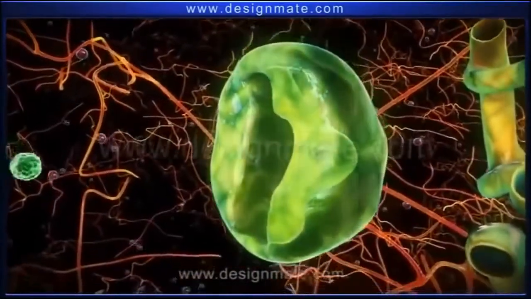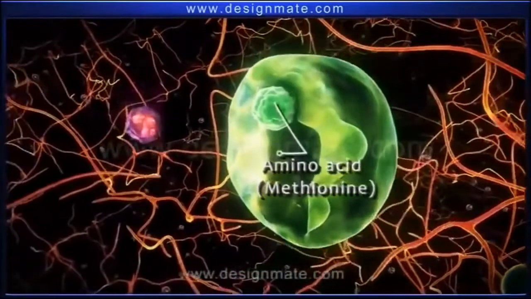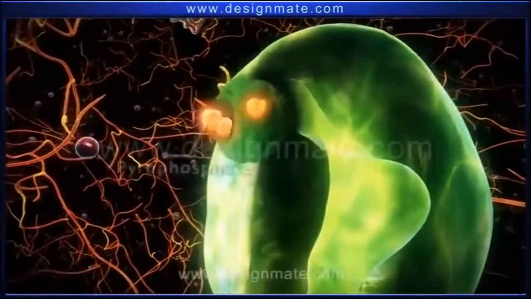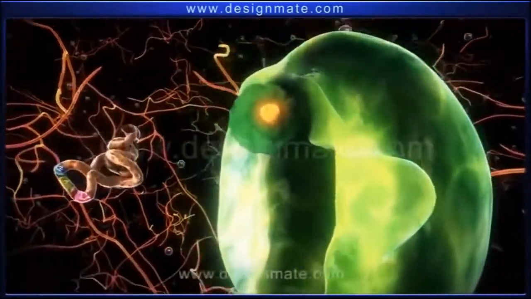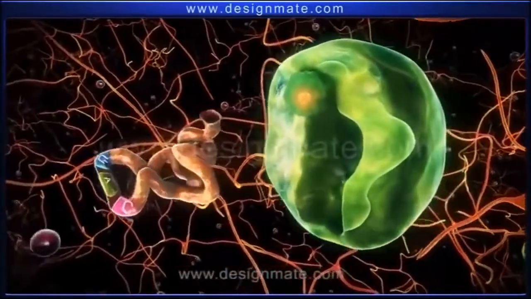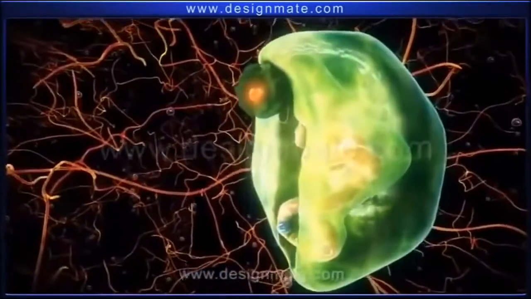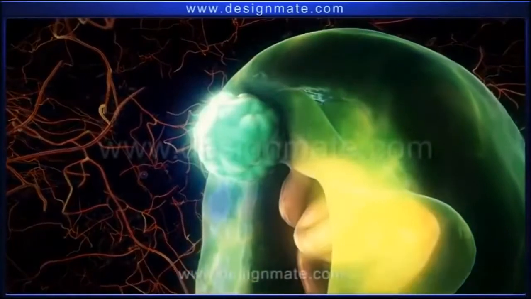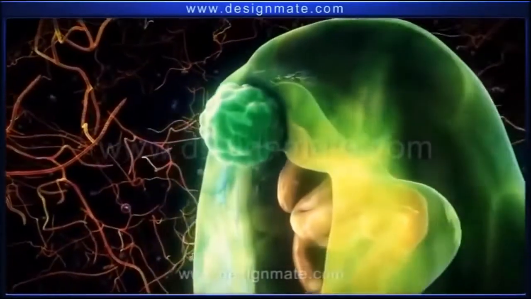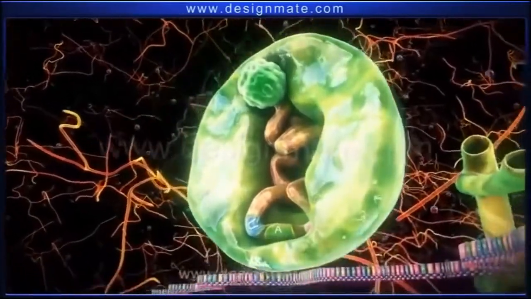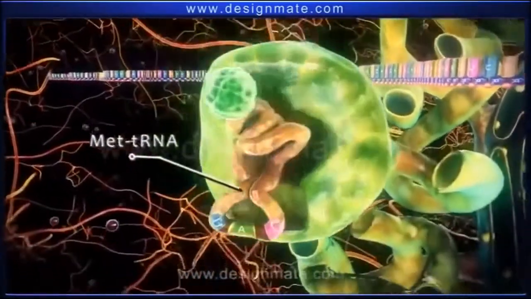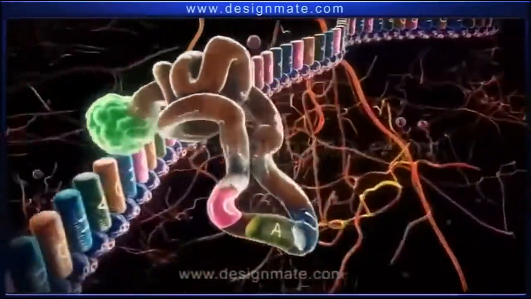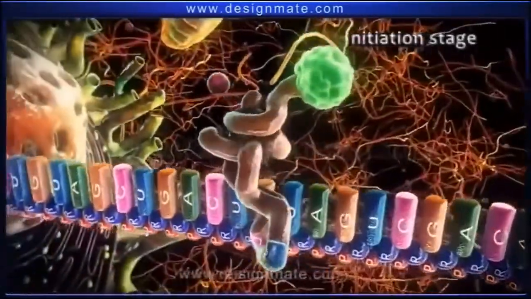One site recognizes the amino acid methionine. This is followed by the binding of the ATP molecule and release of pyrophosphate, resulting in activation of the amino acid. Finally, the tRNA and the activated amino acid bind together. This amino-acylated tRNA is known as MET-tRNA and is released from the enzyme. This marks the commencement of the first stage of protein synthesis, the initiation stage.